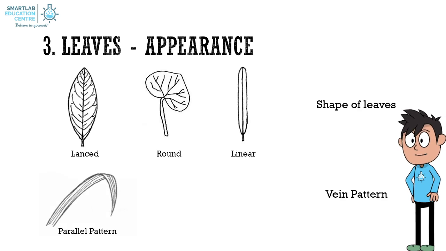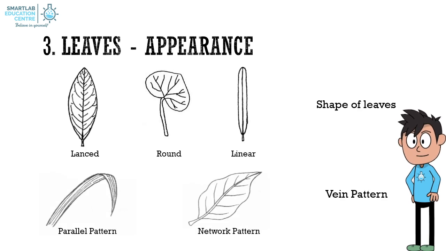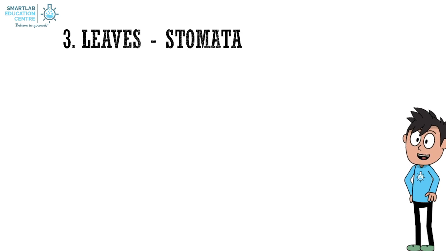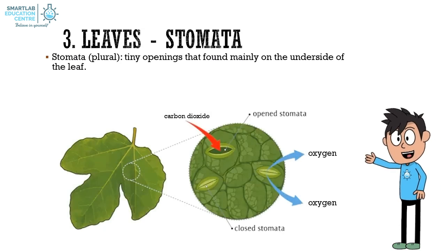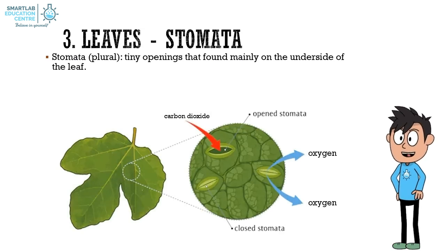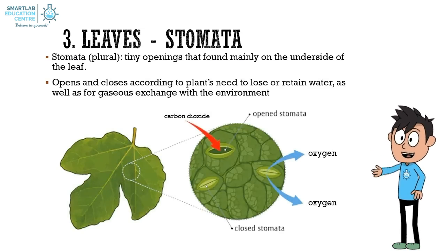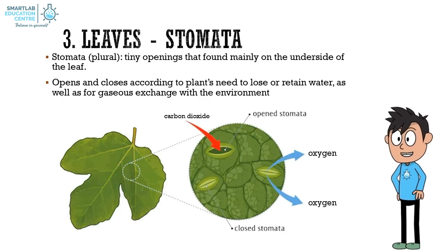We can also categorize them by their vein pattern. Parallel pattern. Network pattern. Leaves have stomata. They are tiny openings found mainly on the underside of the leaf. They open and close according to plants' need to lose or retain water, as well as for gaseous exchange with the environment. This is one of the stomata which is opened, while this is closed.